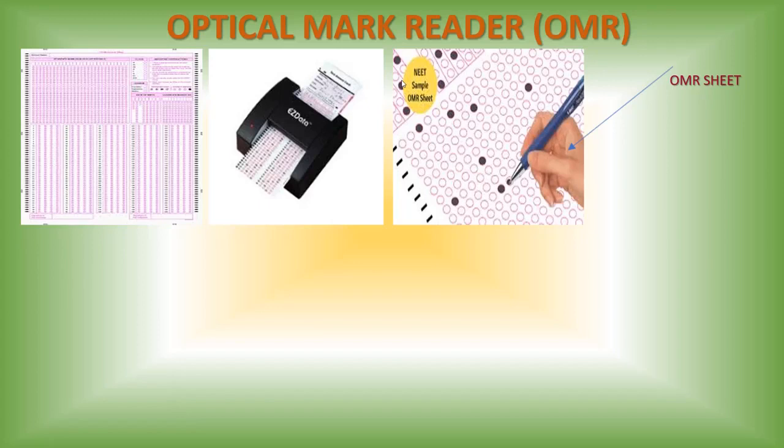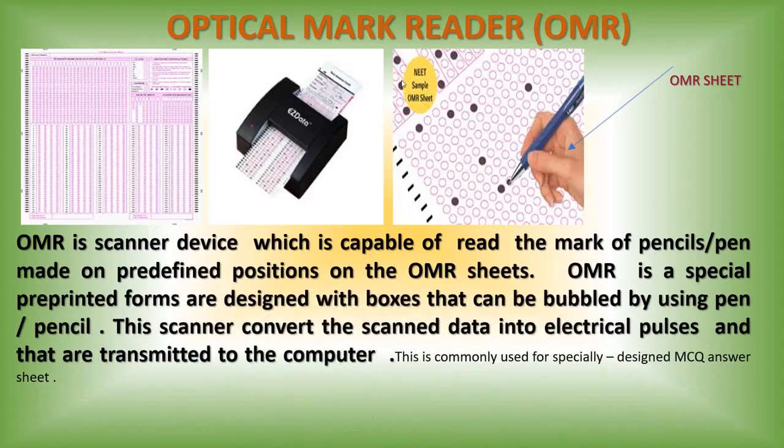So when we place that sheet on the OMR device, that position will be identified by the device. And that position is converted into a binary format, which is then transmitted to the CPU. Now read that answer. OMR is a scanner device which is capable of reading the mark of pencil or pen made on a predefined position of the OMR sheet.